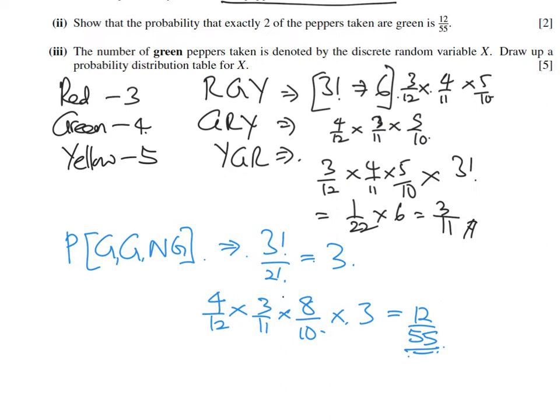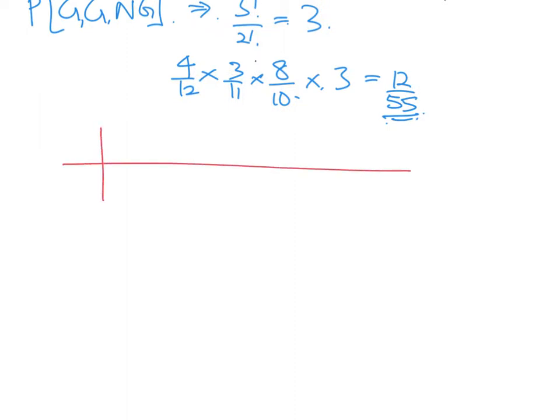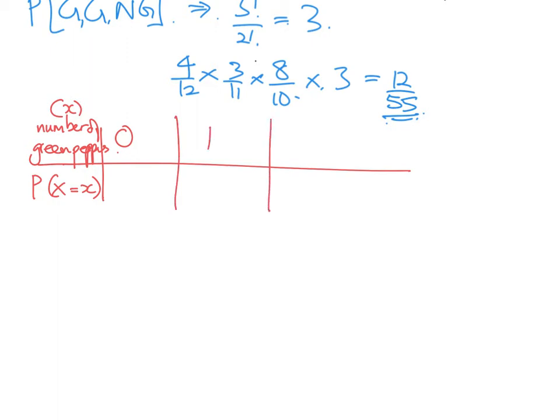Part 3. The number of green peppers taken is denoted by the discrete random variable X. Draw up a probability distribution table for X. The first row is the number of green peppers, denoted by X, followed by the probability. What is the probability when X is taken? The first value is when there are no green peppers at all, so zero, and then when one green pepper is taken, two green peppers, and finally three green peppers.